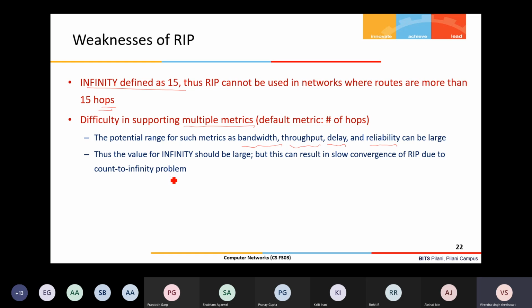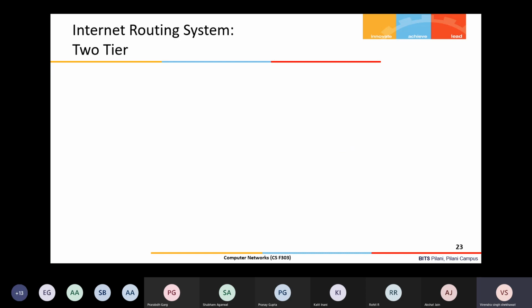And the count to infinity problem is there anyway, because poison reverse is not solving all forms of count to infinity. Just two-hop loops can be avoided, but loops of more than two hops cannot be avoided. Okay, so this completes our intra-domain routing, used in the internet.